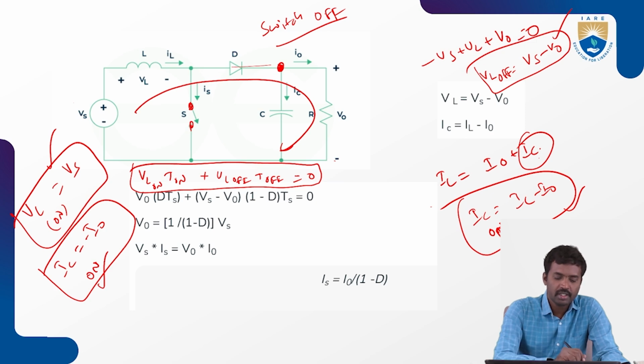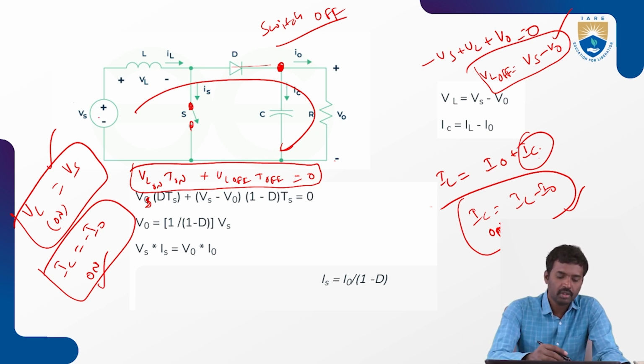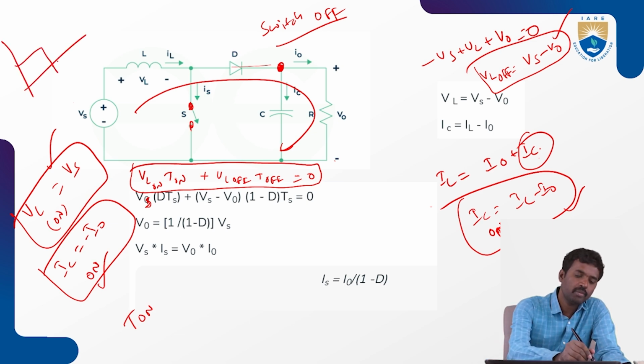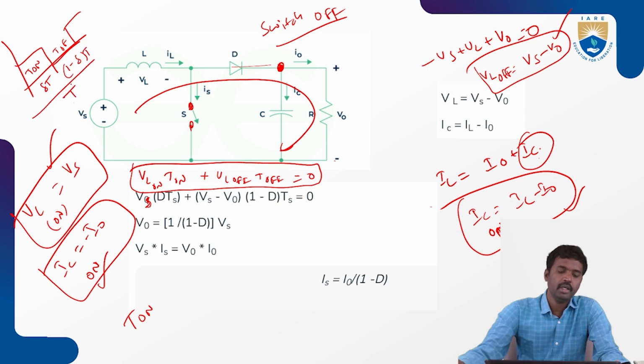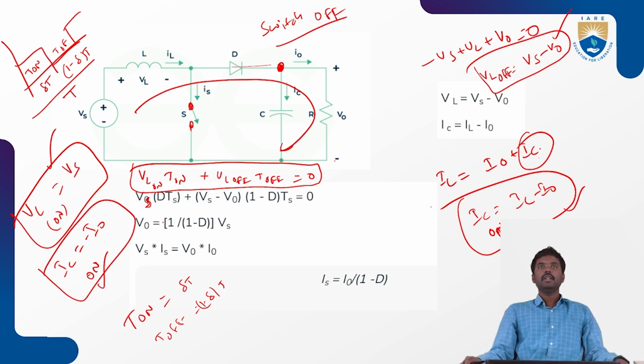So this is Vs. VL equals Vs only. So now here, T on and T off are the time intervals. The duty cycle is D, so T on equals D into T, and T off equals 1 minus D into T, where T is the total time period. D means duty cycle, D or delta.